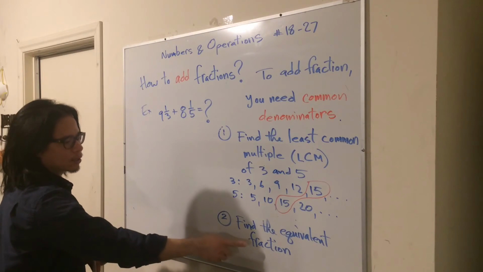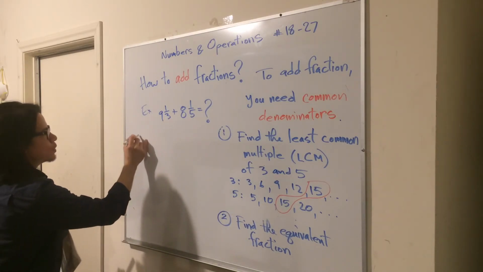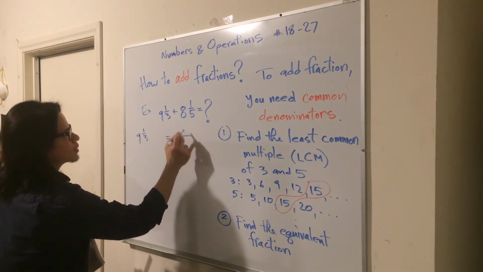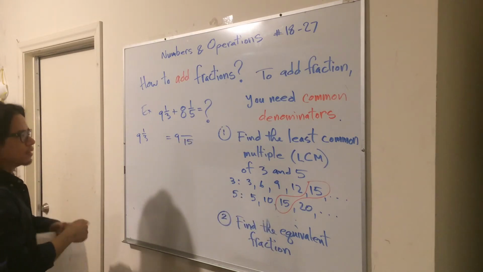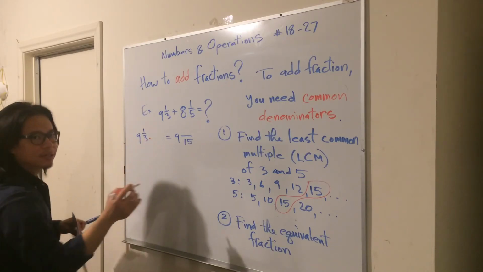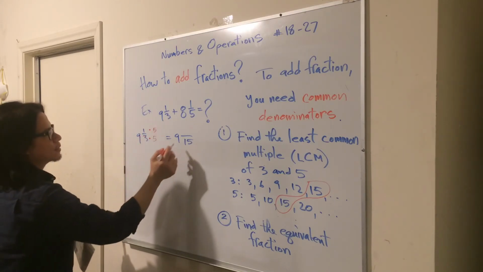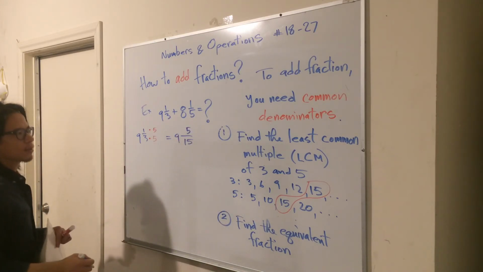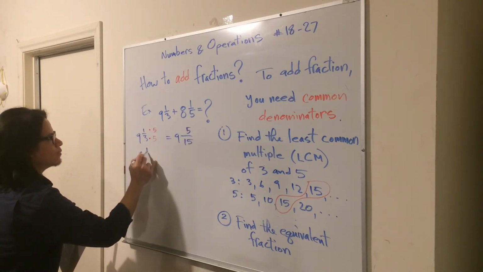Step 2 is to find the equivalent fraction of these two guys. Okay, so the equivalent fraction of 9 and 1/3 is equal to 9 and what over 15? Okay, so ask yourself, what do you need to multiply 3 by to get 15? I say 5. So let's try that. 1 times 5 is 5. Okay, we're halfway there.